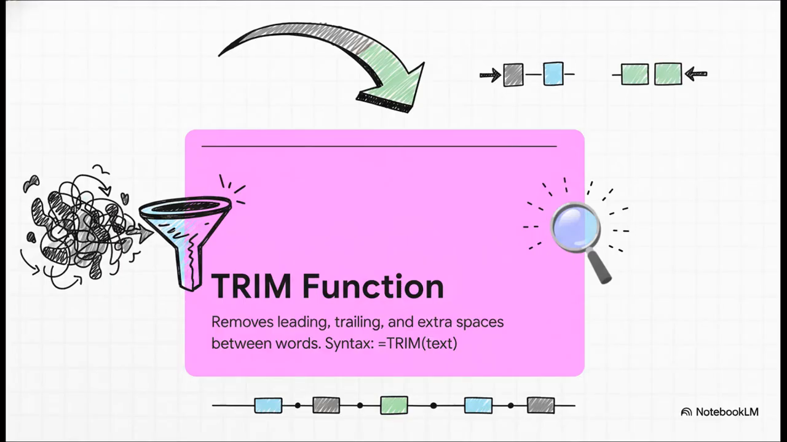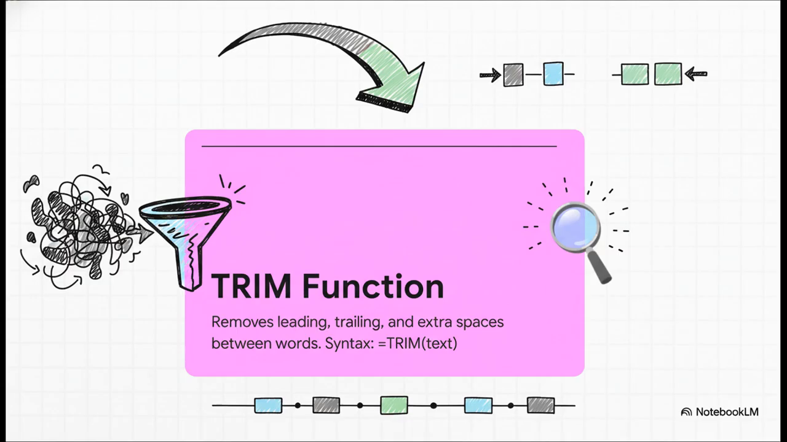The trim function does 3 things, and it does them perfectly. 1, it zaps all the spaces before your text. 2, it gets rid of all the spaces after your text. And 3, it takes any double, triple, whatever spaces between words and squishes them down to just 1. And the best part? The formula is dead simple. Just equals trim, and then you point it to the cell you want to fix.